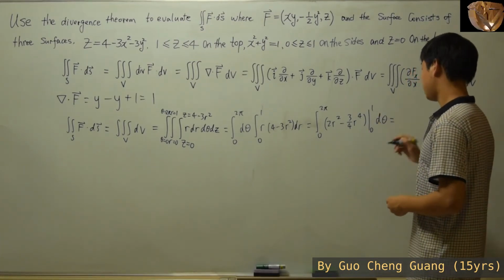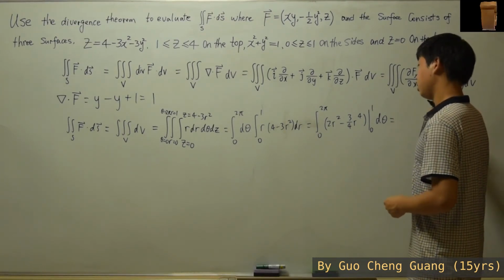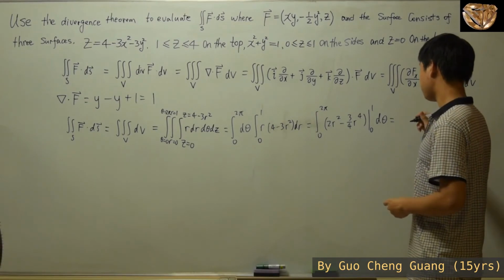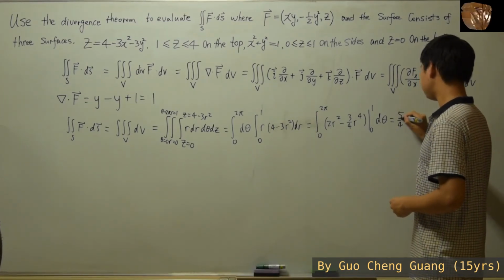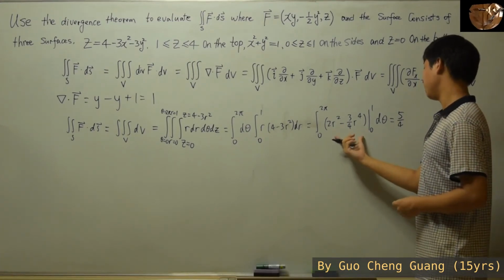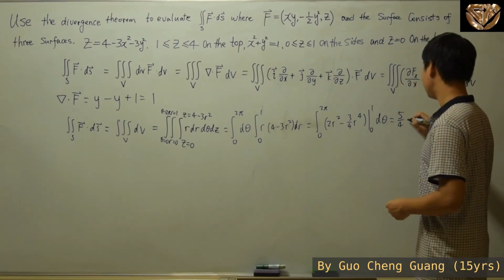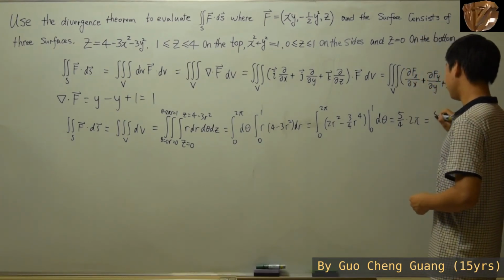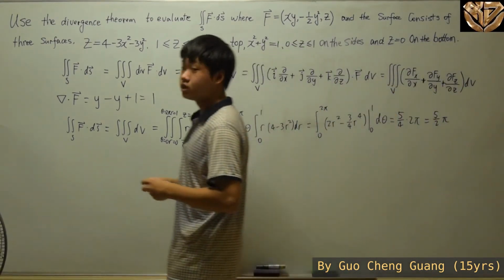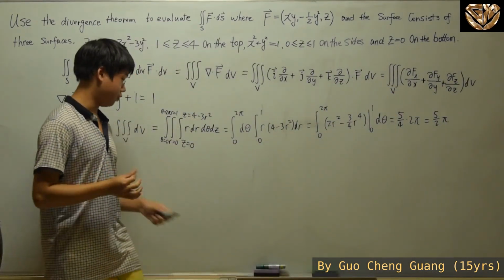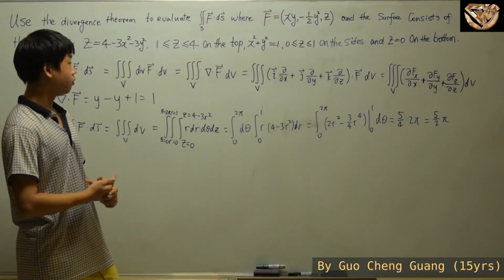So then you just substitute in the values, which you have 2 minus 3/4, 5/4. And since this is pretty much a constant, you can just integrate with respect to theta immediately, which will give you 2π, which overall will give you 5/2 π. Alright, so that is one example of using the divergence theorem.